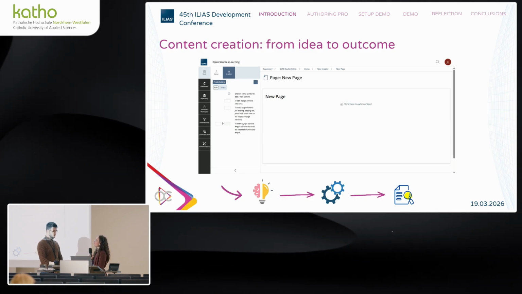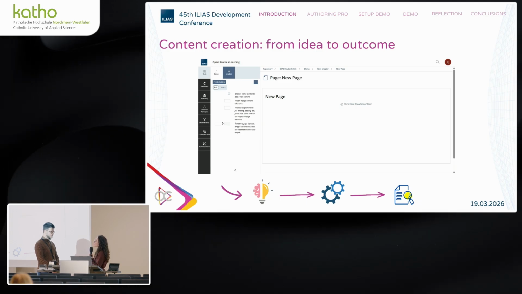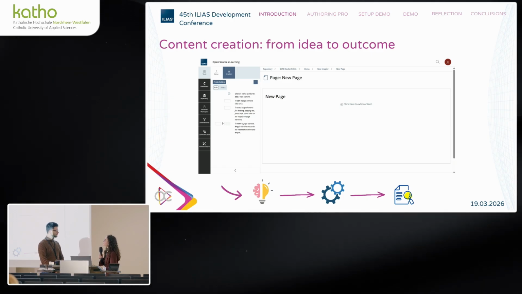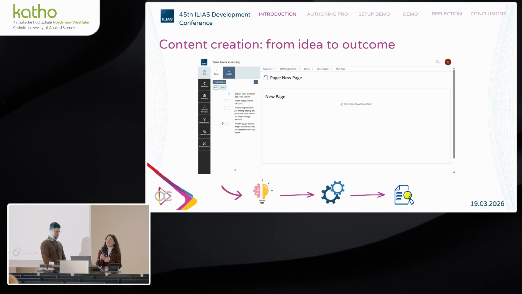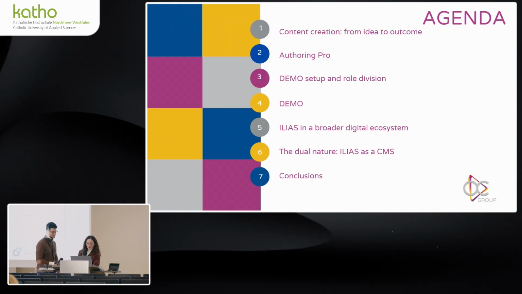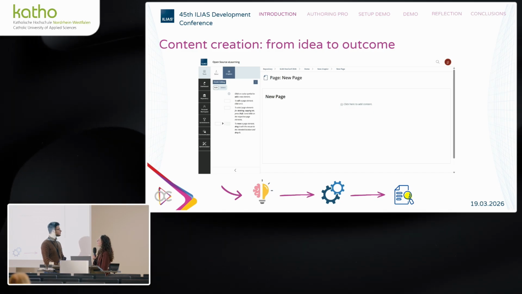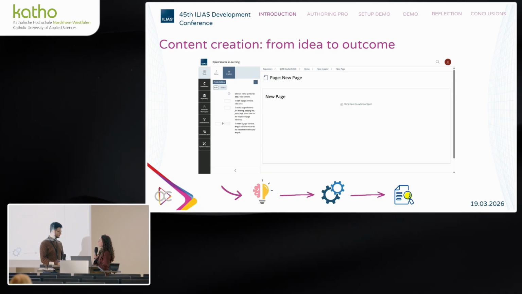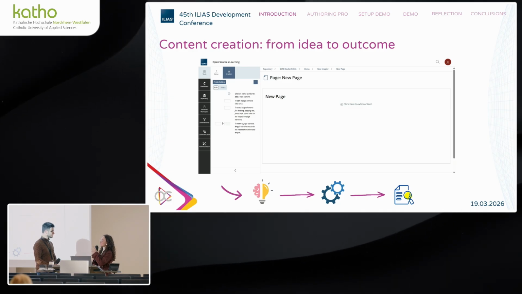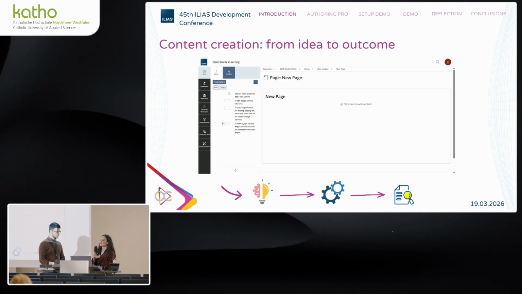This is something we thought about, and we developed a plugin called Authoring Pro that extends the functionalities of the existing ILIAS page editor. Our goal is very clear: we would like to let editors and authors of content focus on the content, not only on the technical part, the layout part, putting UI UX priorities first.